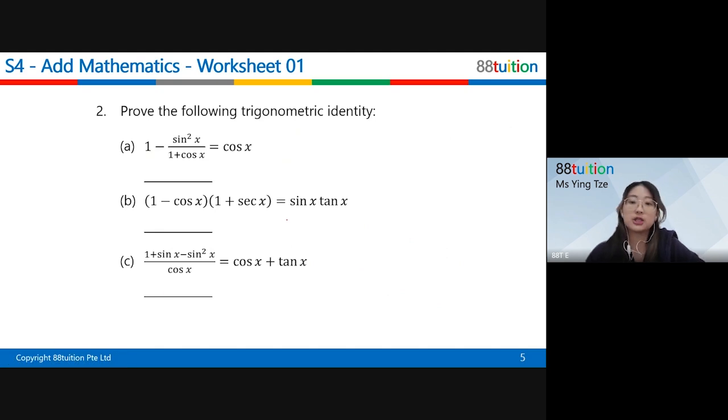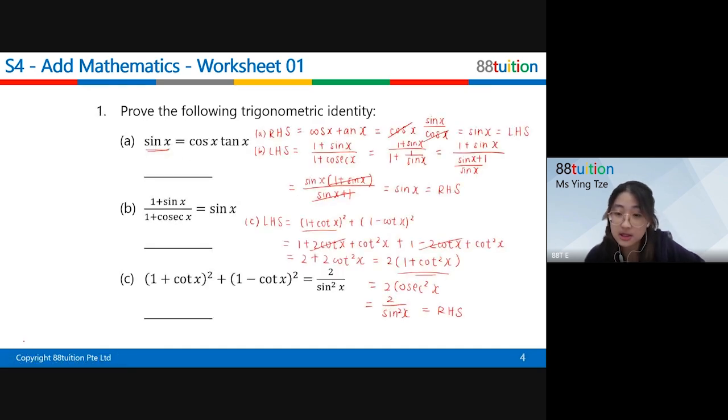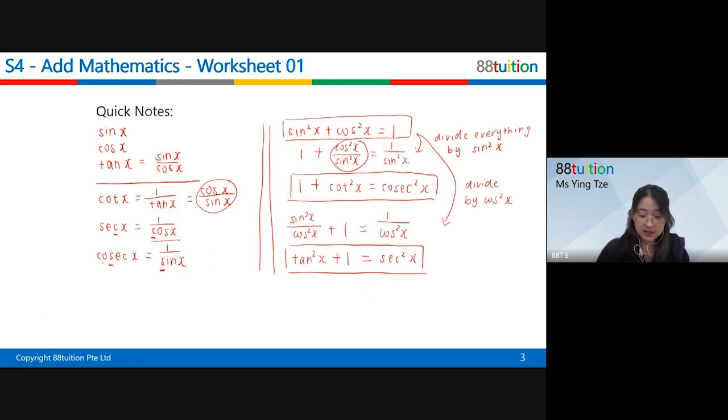Then we can move on to question 2. I'll give you some time to try out first. Oh, how did the cosecant become sine at the last part? Because we learned over here that cosecant is the same thing as 1 over sine x, right? Over here.